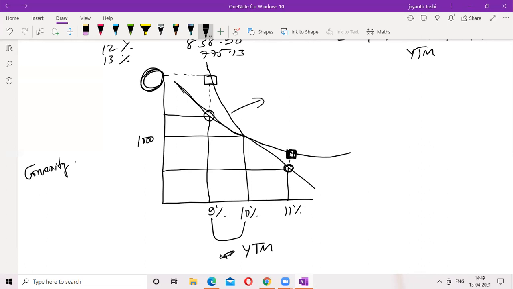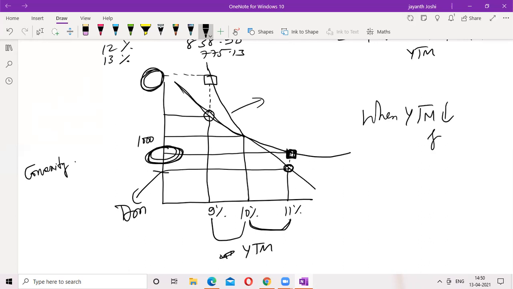Fine. And when the yield to maturity is increasing from 10 to 11, what is happening? The price should be here. Actually, because of duration, the price should be at this point, but because of convexity, the price should be here. So when the yield to maturity is increasing, the bond price is decreasing less. When yield to maturity is decreasing from 10% to 9%, due to convexity, the bond price is increasing more.